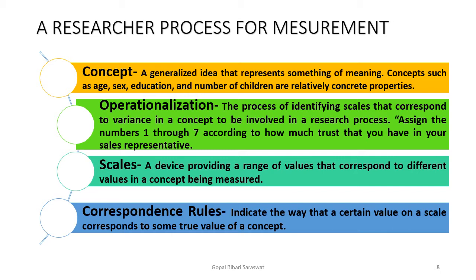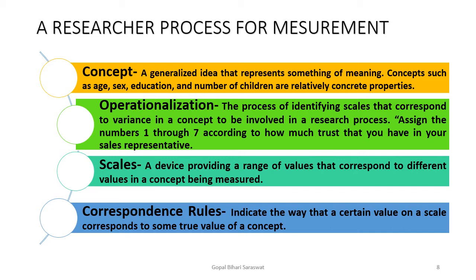Second, operationalization. The process of identifying a scale that corresponds to a variance in a concept. If the variance in a concept is there, male to female, married to unmarried, a variation is happening in the concept. So how will you identify that variation? Assign a number between 1 through 7 according to how much trust you have in your concept or in the variation. So in operationalization, we give a different set of numbers on the basis of variance.